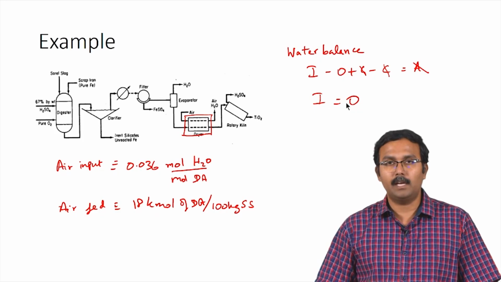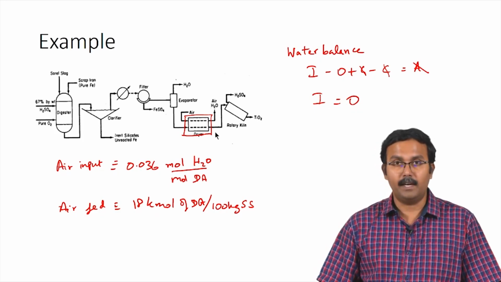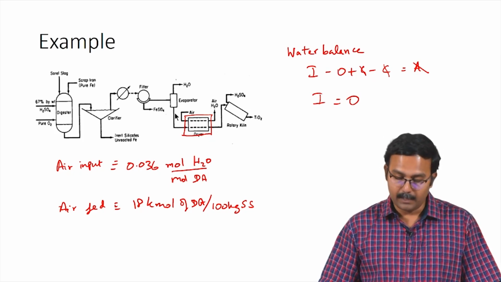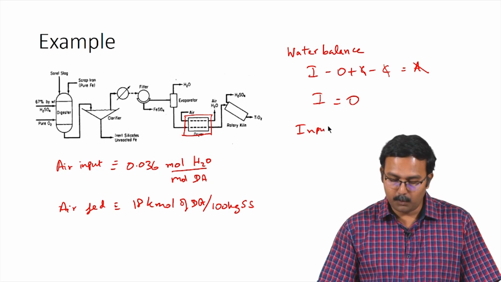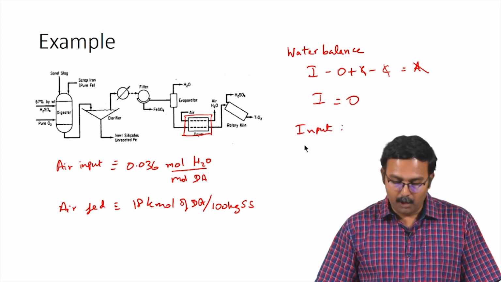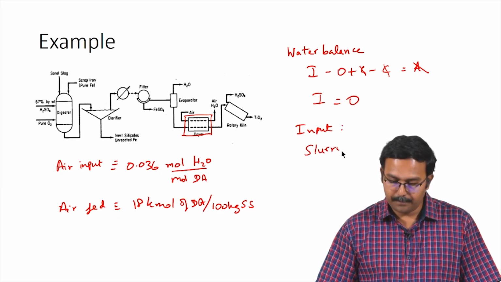So, now we need to calculate the amount of water which is leaving in the form of water of hydration and the amount of water which is entering through these two streams. So, let us first calculate the input water streams. For the input water in the form of slurry, how much water is being fed?